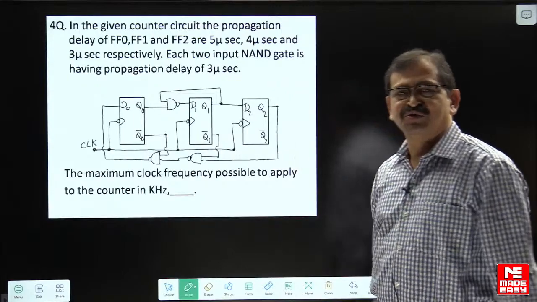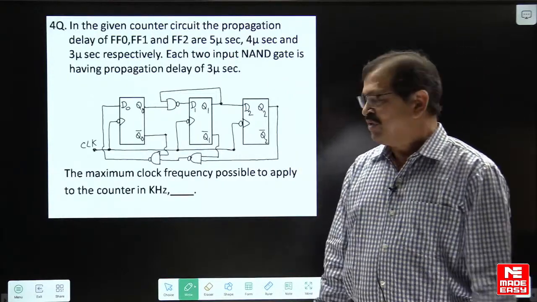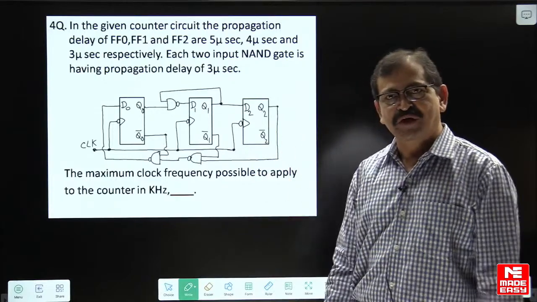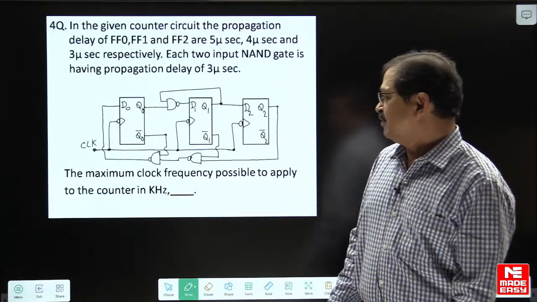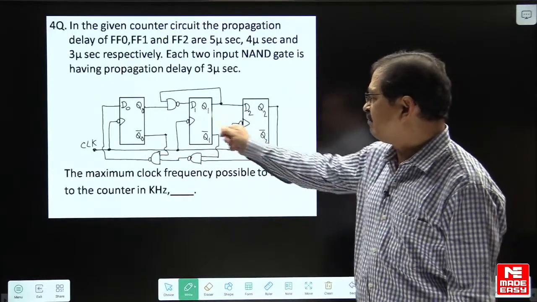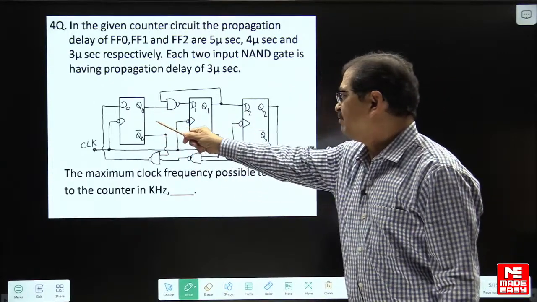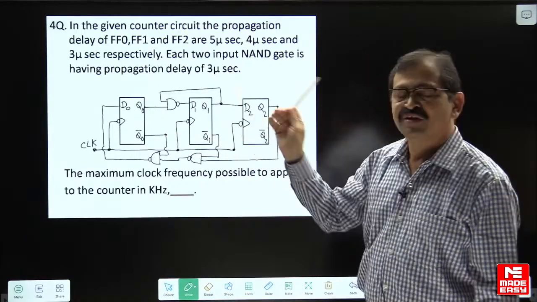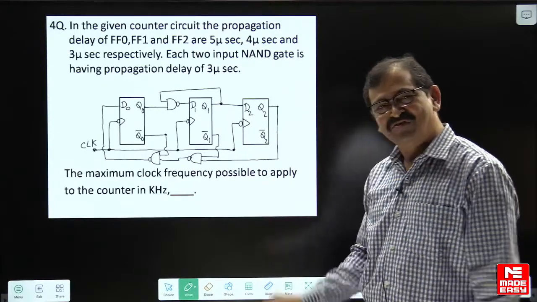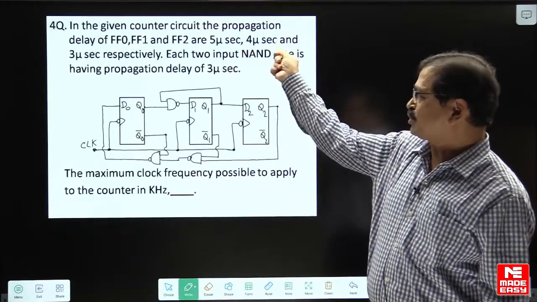The next question is also related to the counter, and here we have a question: what is the maximum clock frequency possible to apply to this counter circuit? If you look here, the clock is common to all the flip-flops. It is common to flip-flop 0, flip-flop 1 and flip-flop 2. So no doubt it is a synchronous counter. Look at the question description.